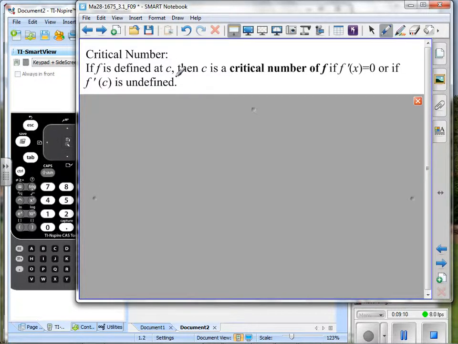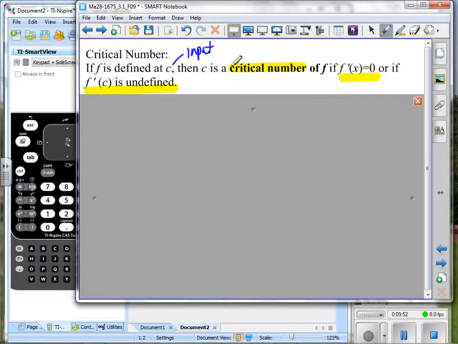The function is defined at, is C an input or output? If f is defined at C, value C, input or output? Input, yes, an input. So if the function is defined at that input value C, then C is a critical number of the function if the first derivative is 0, and this is very important, if the first derivative is 0 or if it's undefined. Okay, if the first derivative turns out to be undefined, where it's undefined is also called a critical number.